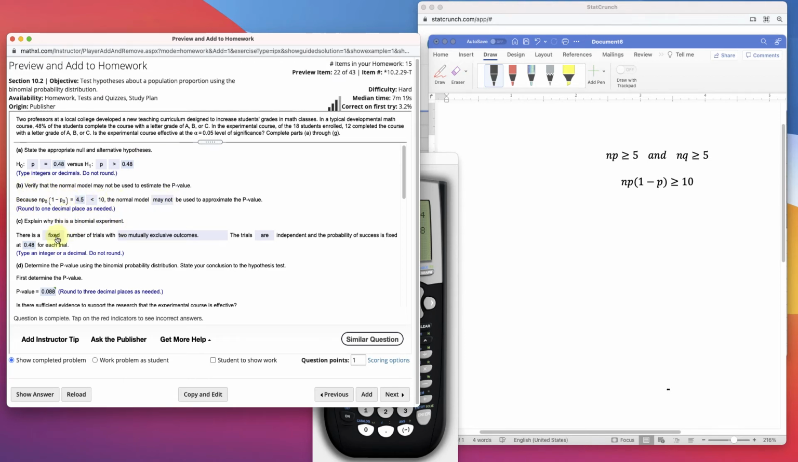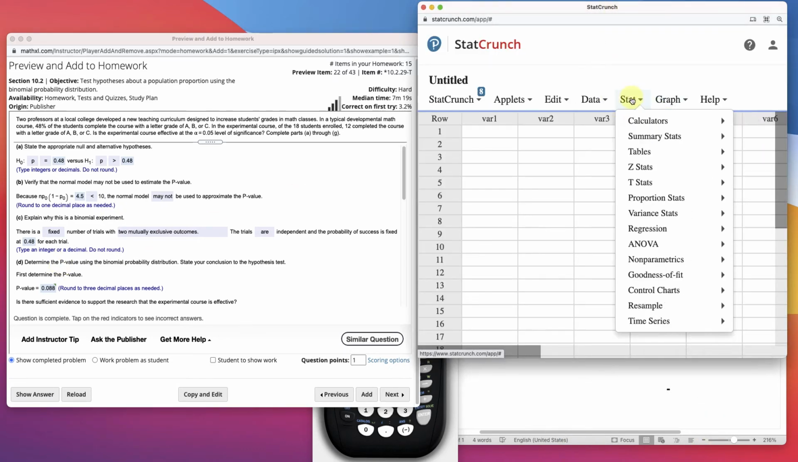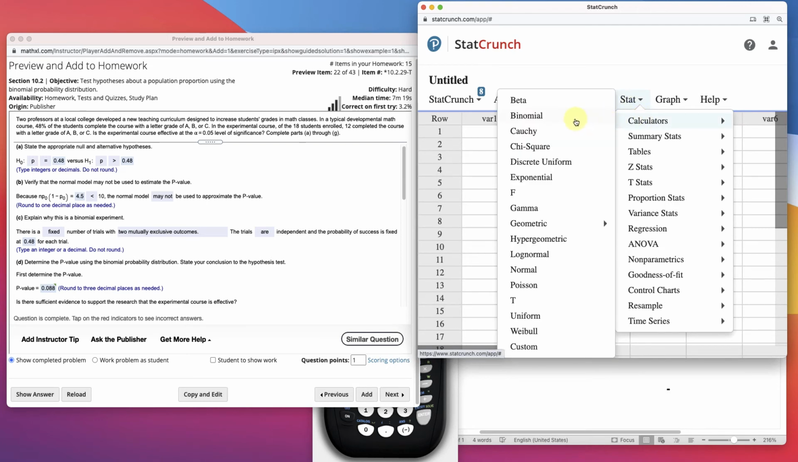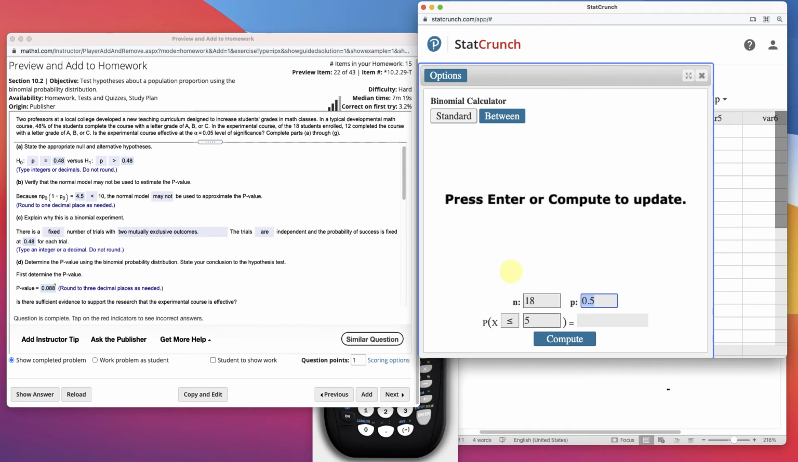Now it's a binomial experiment, and this is a little more why. There's a fixed number of trials, right? With 2 mutually exclusive outcomes. The trials are independent and the probability of success is fixed at 0.48 per trial. Determine the p-value. This is a StatCrunch problem, calculator in binomial. So we're doing back to binomial. We have the number of students of 18, not very many. We have the 0.48 for our probability.